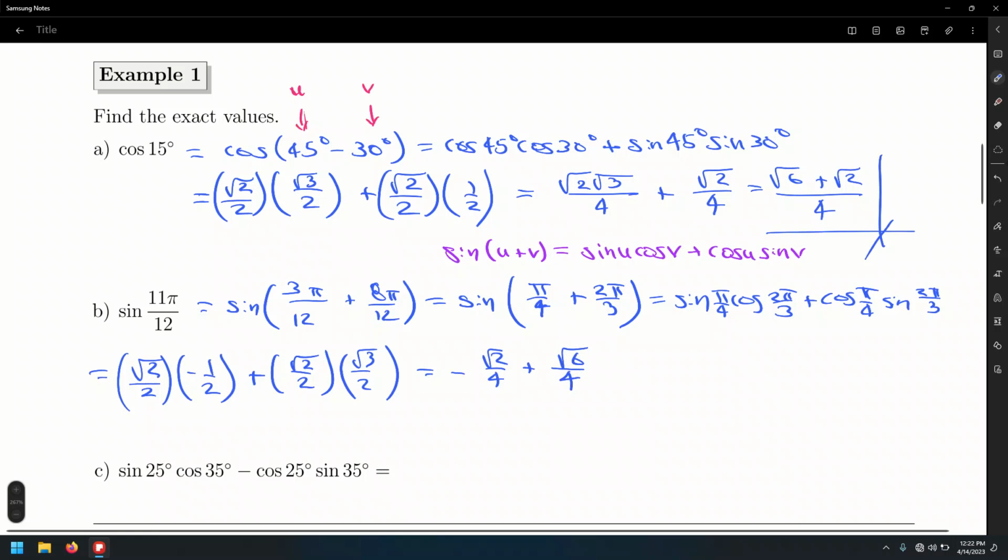And if we put them together into a single fraction, I would rather write the positive term first and then the negative. Root of 6 minus root of 2, the whole thing divided by 4. All right? So there's a couple of examples.